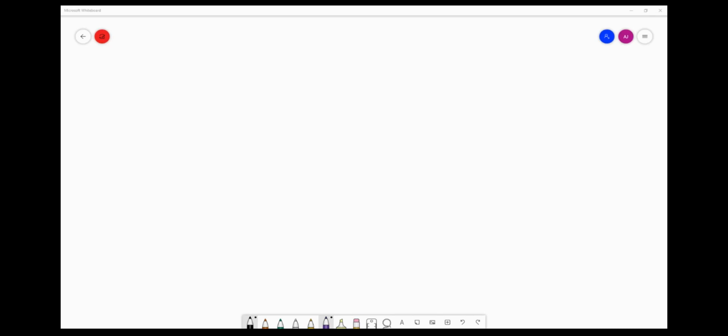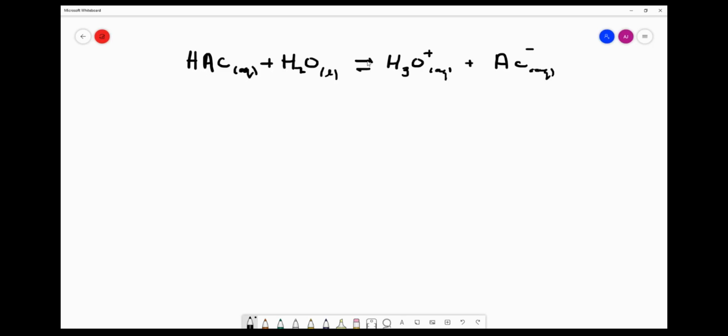The first step in an acid-base equilibrium problem is to write out the acid or the base ionization equation. So in this case, we're dealing with acetic acid. So let's write out the acid ionization equation for acetic acid. As in previous examples in this unit, I'm going to use the short form Ac to represent the acetate ion, and on the left here, HAc represents acetic acid.